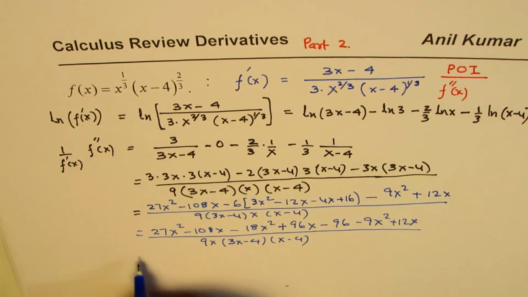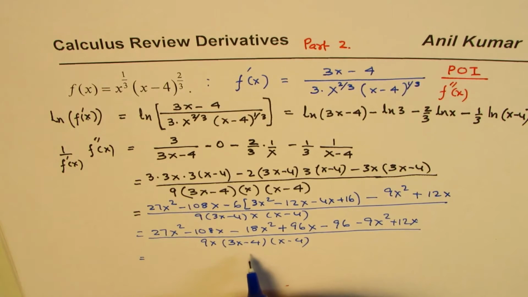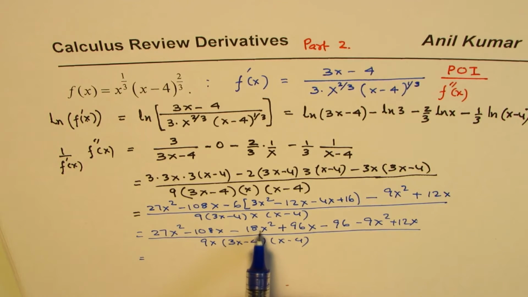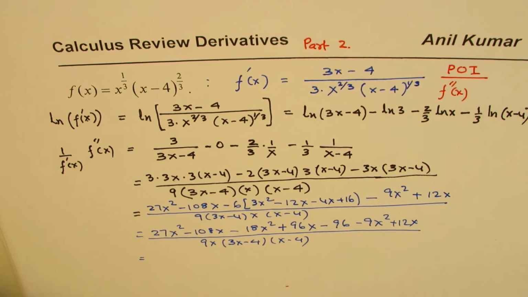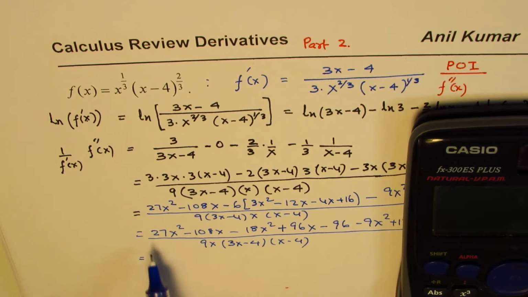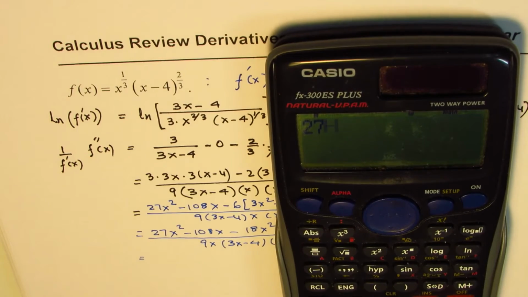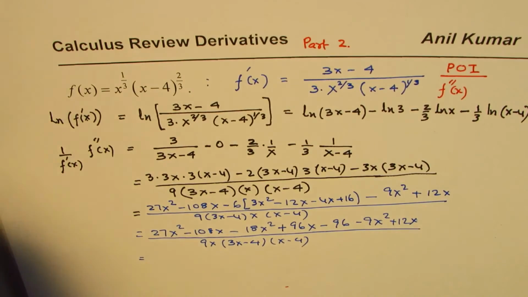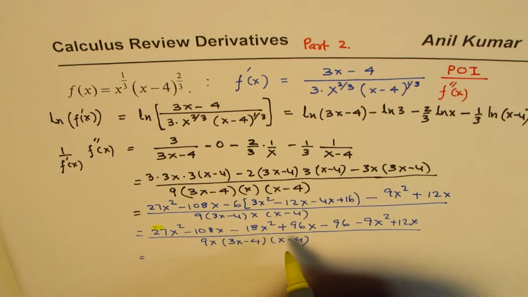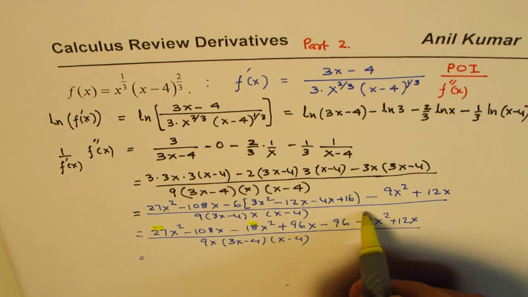Okay, now it's time to simplify. This is the best step. So what do you get here? 27x squared. So we'll just look into the x squared terms. Let me use a calculator so that we don't make any mistakes. So we have 27 minus 18 minus 9, which is 0. Okay, so the x squared terms are 0. They all cancel out. Okay, so we've taken care of these three.